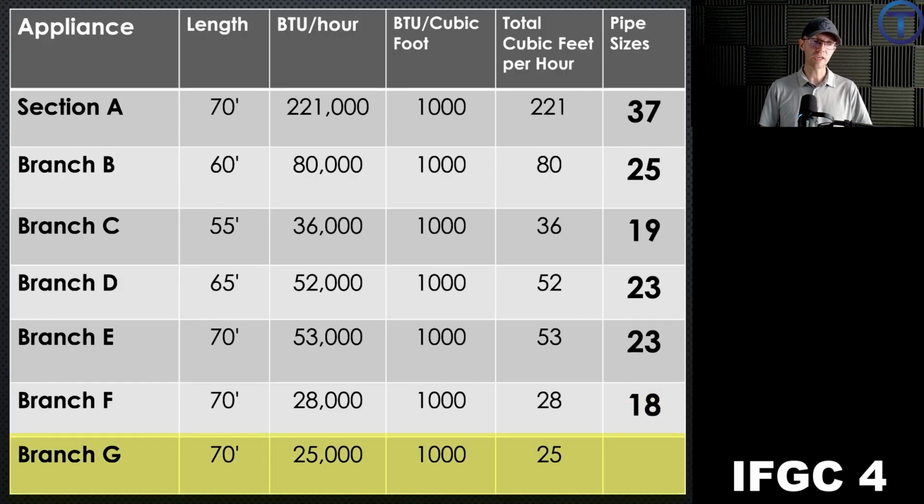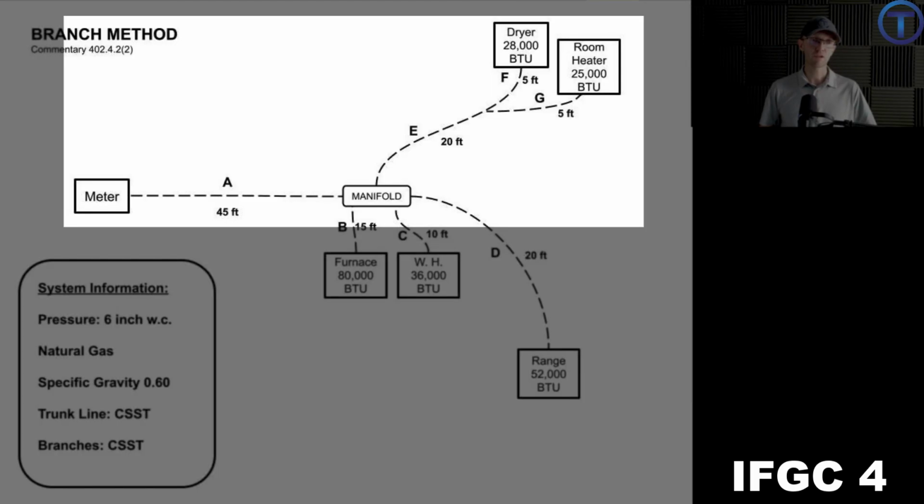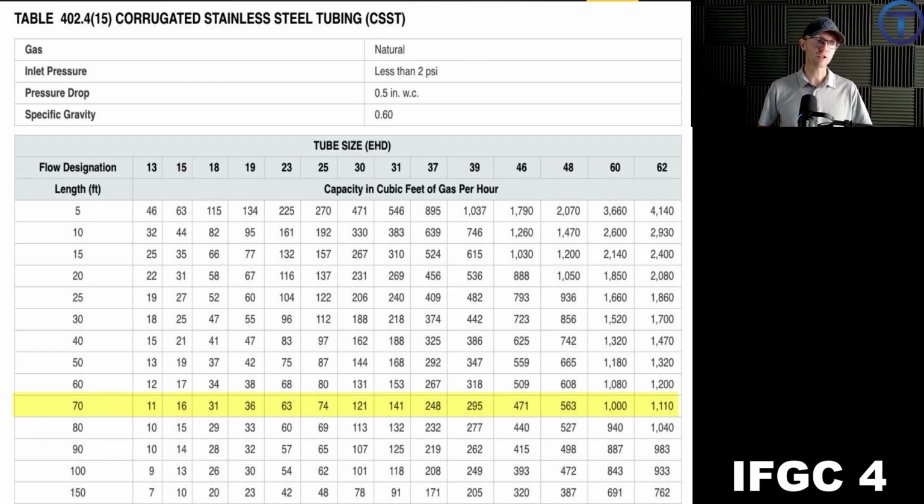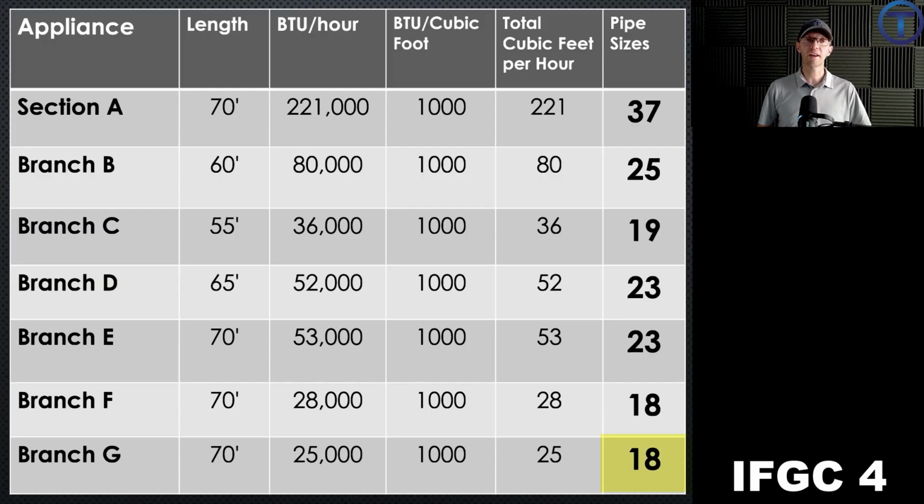And finally, G, we're going 70 feet. We have 25 cubic feet per hour. G is running over to the room heater. We'll go to line 70 with 25 cubic feet per hour. That's more than 16, less than 31. Come into the top again, and we find 18 is our tubing size. And we'll put that on our table.